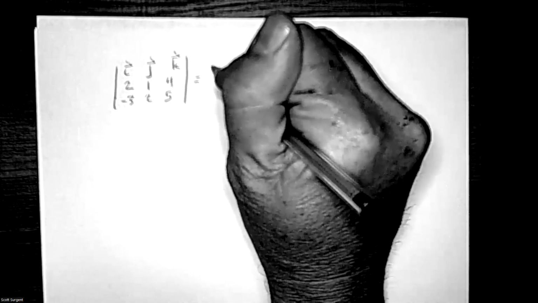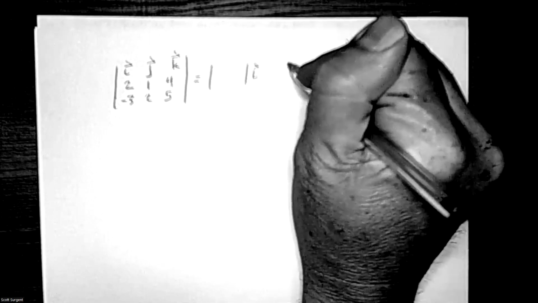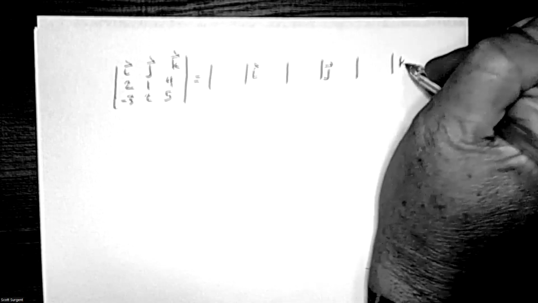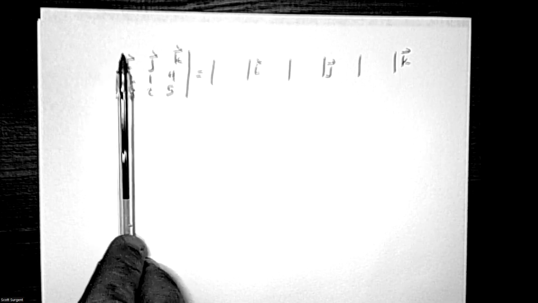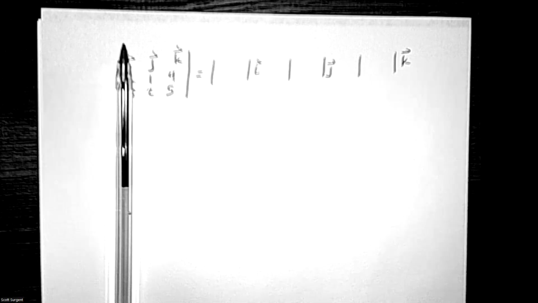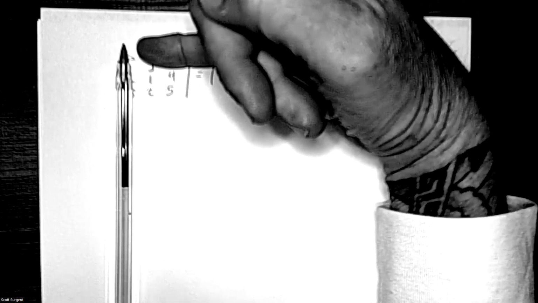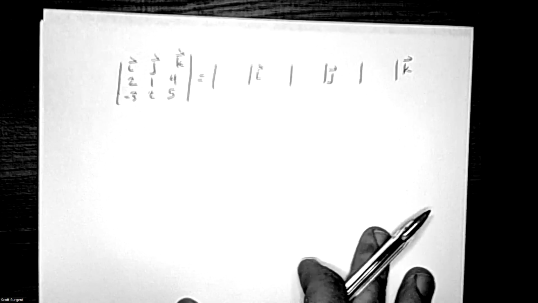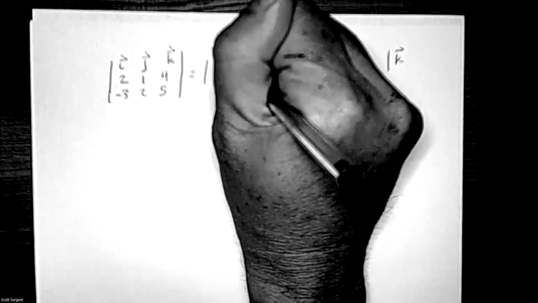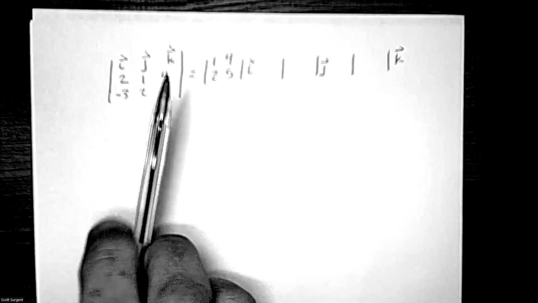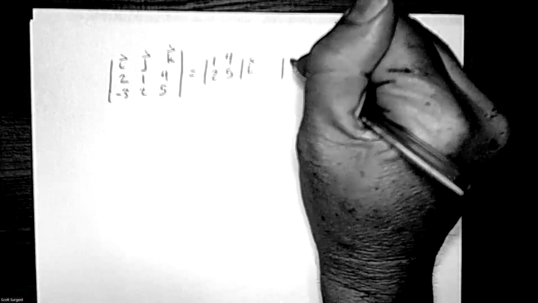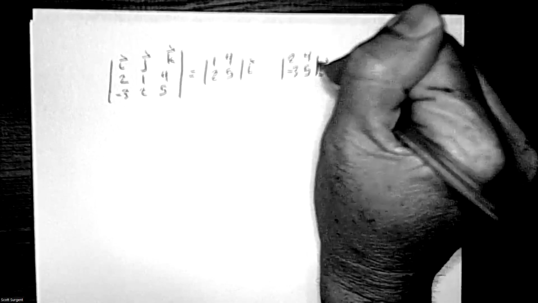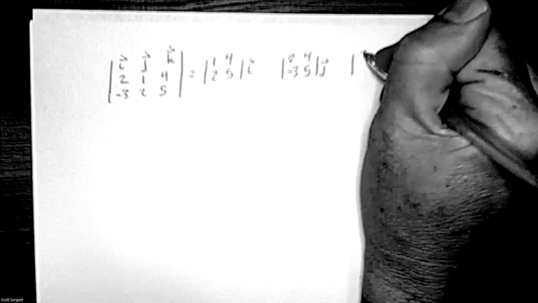When you're doing the expansion, you're using a method called minors and cofactors. The minors are the 2 by 2 submatrices. For example, the minor of i is found by covering up the row and the column. So the minor of i would be 1, 4, 2, 5. The minor of j, you cover up the j column and take what's left over, so 2, 4, -3, 5. And then the minor of k is going to be 2, 1, -3, 2.